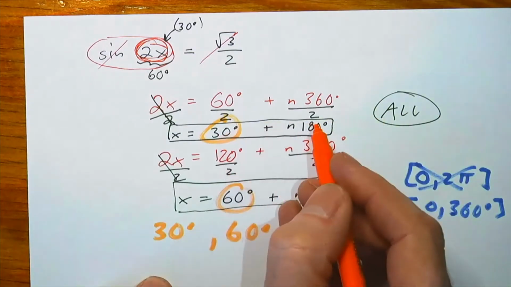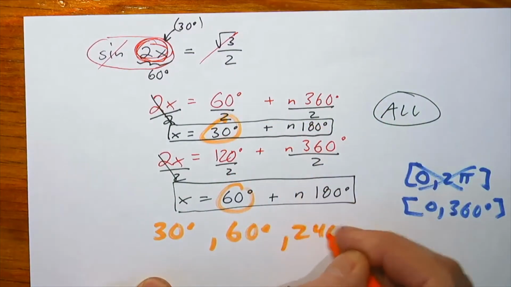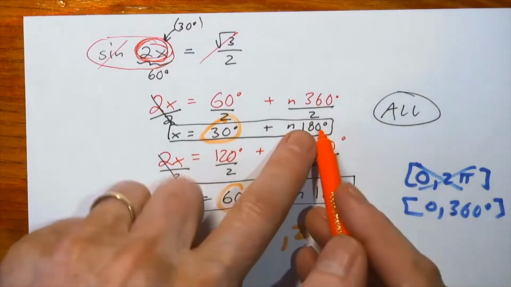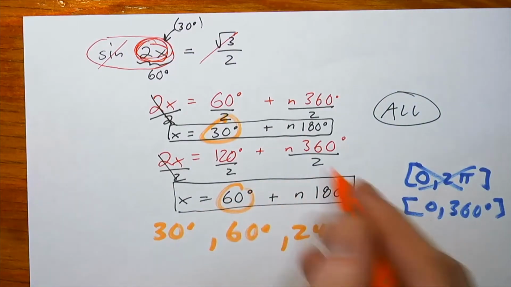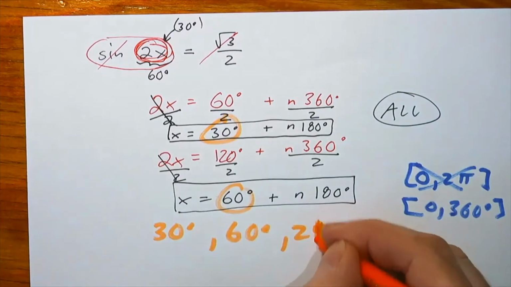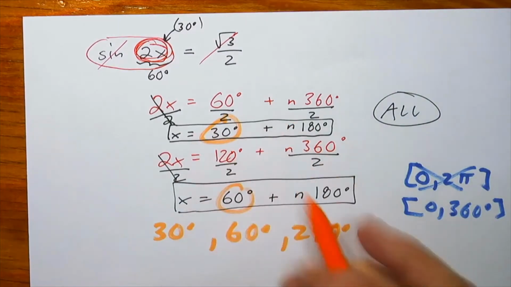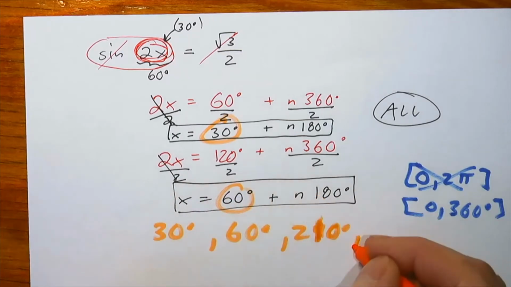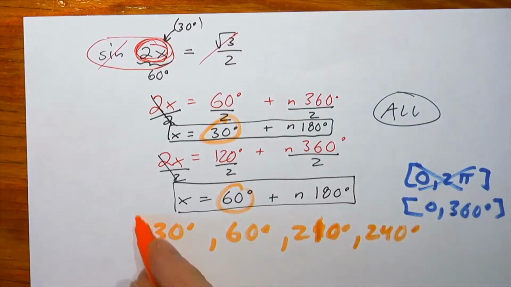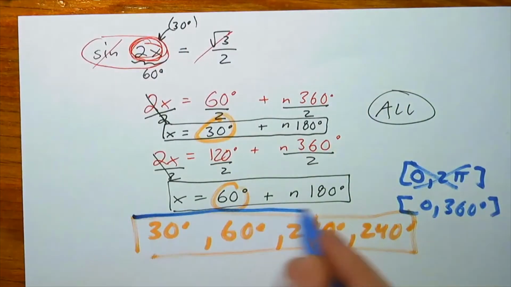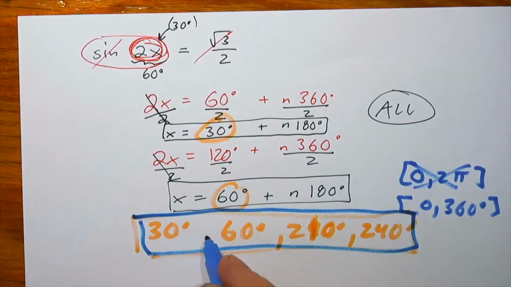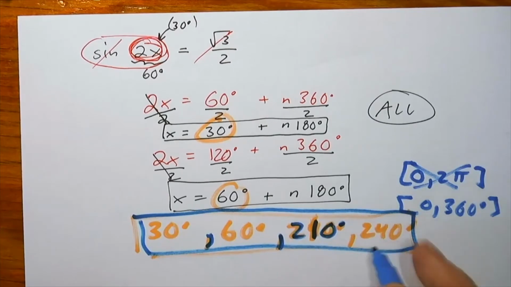What's 30 plus 180? 210. And could you add another 180? That'd be too much. Well, how about this one? 60 plus 180, 240. There's 4 answers. So if someone said, give me all the answers from 0 to 360, you would say 30, 60, 210 degrees, and 240. Yeah, you'd list 4 answers.